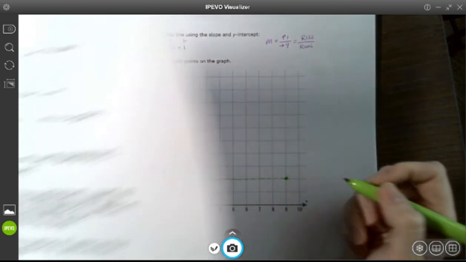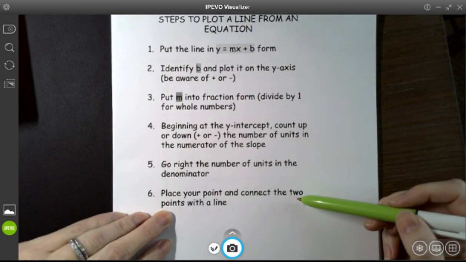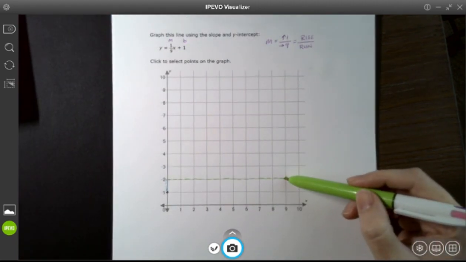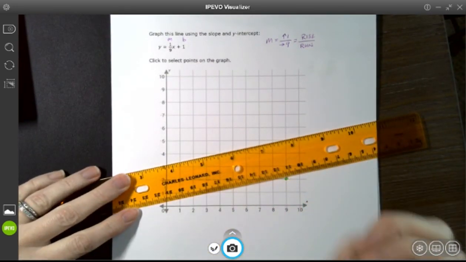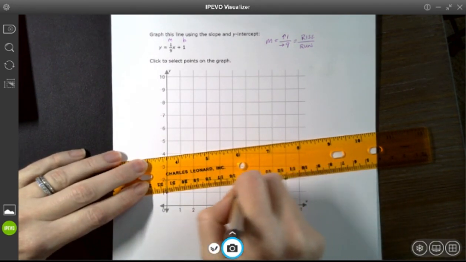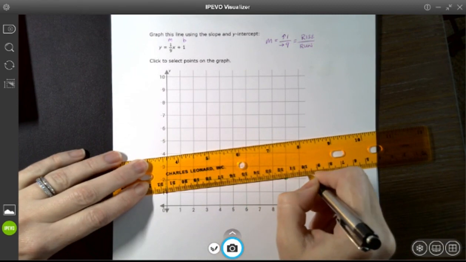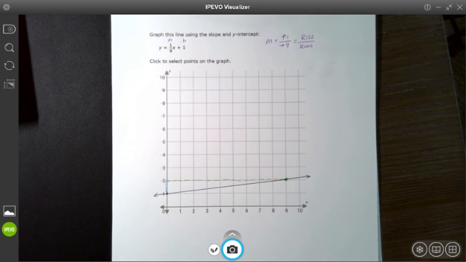And step 6 is to place my point and connect the 2 points with a line. I have placed my point, and now I can connect my 2 points with a line. I know it's a lot of steps. 6 steps is quite a bit, but it goes pretty fast. And especially once we really get it. Let's look at another one.